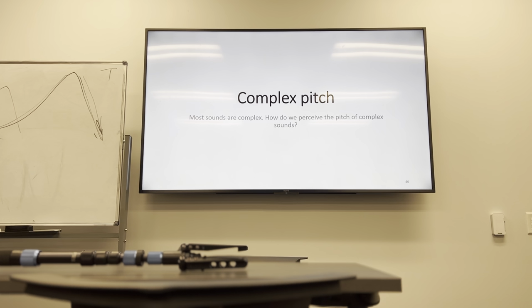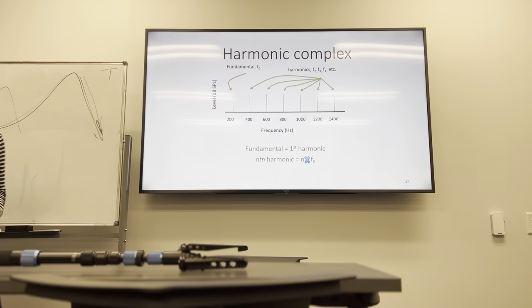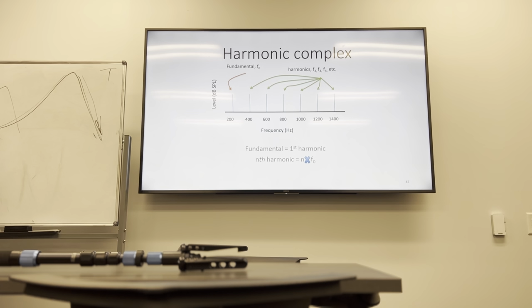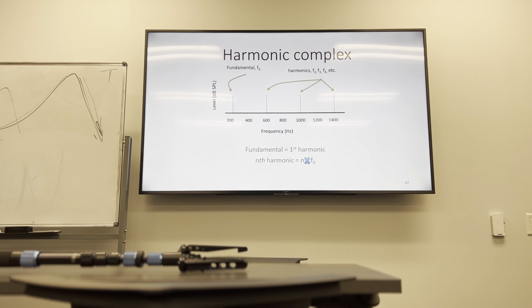Now, the harmonic complex. The fundamental is 200 hertz, and then you can combine a lot of harmonics. But you can delete a couple, and perceptually you can still tell 200 as the fundamental frequency. Or you can take out others instead. If you have enough information with 200 as the fundamental frequency, even though some harmonics are missing, you can still perceive the 200 hertz. So this is a very interesting phenomenon.